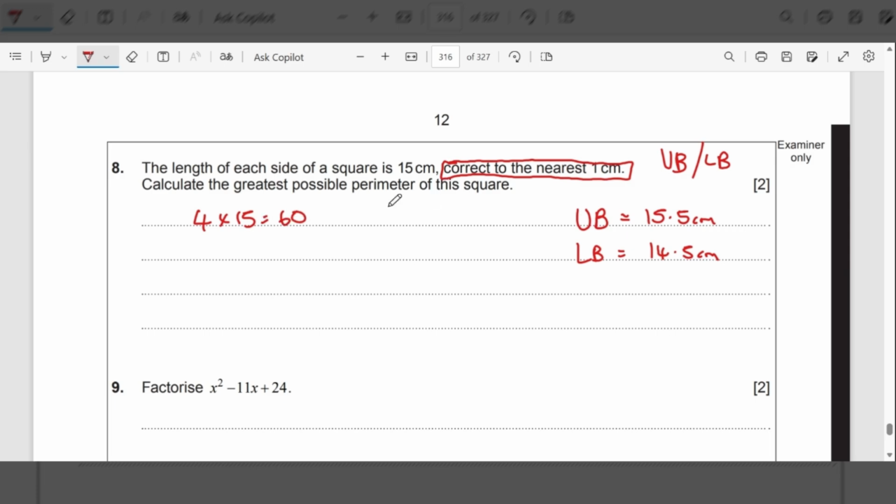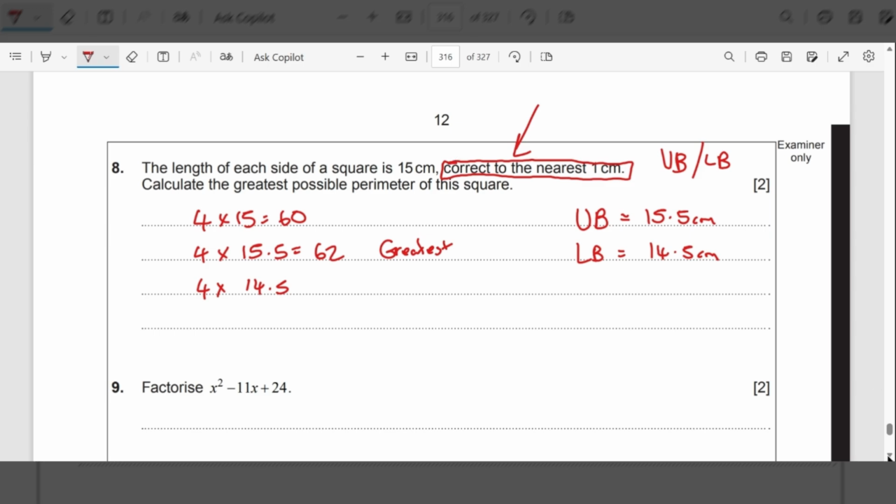Question 8 of a higher paper, is it? So the greatest possible perimeter is 4 times 15.5, which is 62. That's the greatest, which is what they asked for. If they'd asked for the least, it would have been 4 times the lower bound. You've got to pick out those words. Correct to the nearest, rounded to the nearest, to the near, anything like that. You go, this is upper and lower bounds, right? I need to either use my upper bound or my lower bound in my calculations.